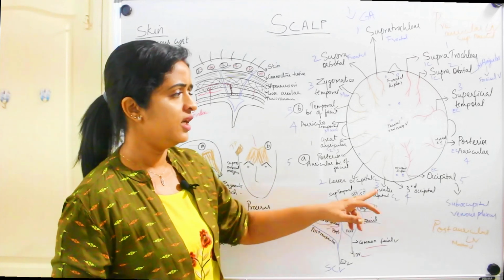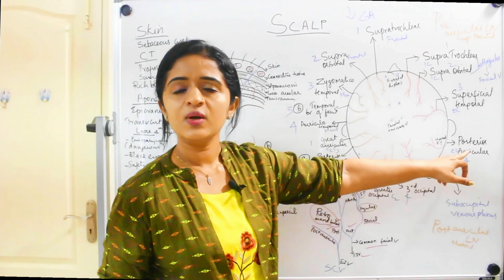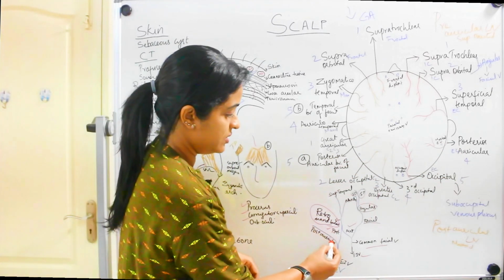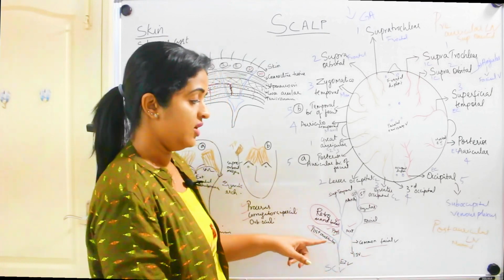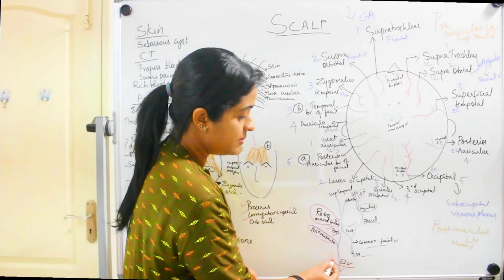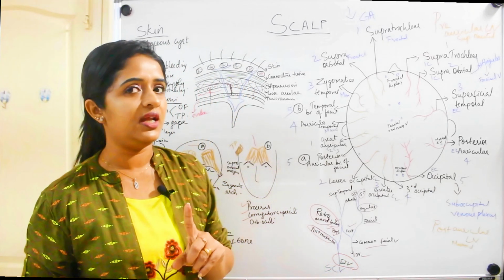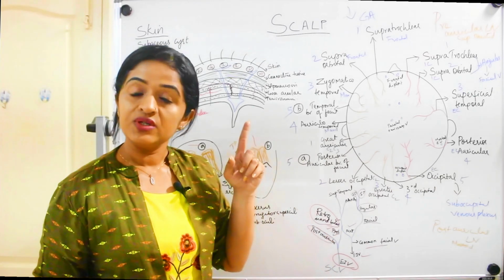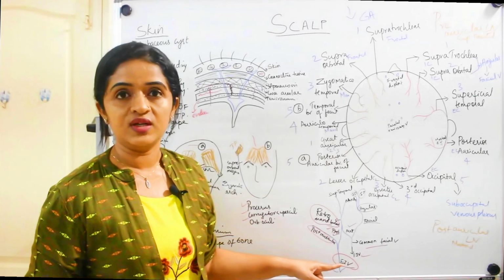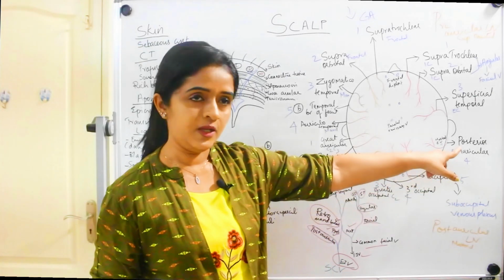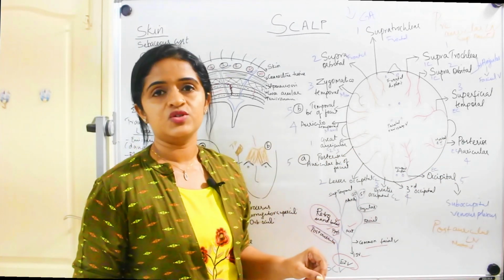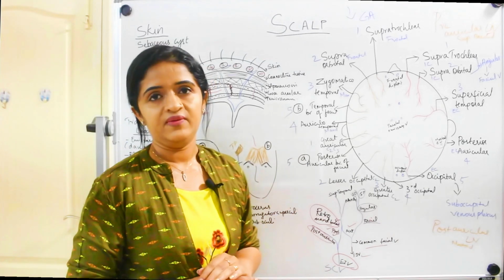Behind the auricle you have the posterior auricular vein. What happens to the posterior auricular vein? This posterior auricular vein will be joining with the posterior division of the retromandibular vein, and they form the external jugular vein. It is not draining into the external jugular vein, but it results in the formation of the external jugular vein. That is very important. This is how the external jugular vein is formed. The posterior auricular vein joins with the posterior division of the retromandibular vein to form the external jugular vein, and it drains into the subclavian vein.